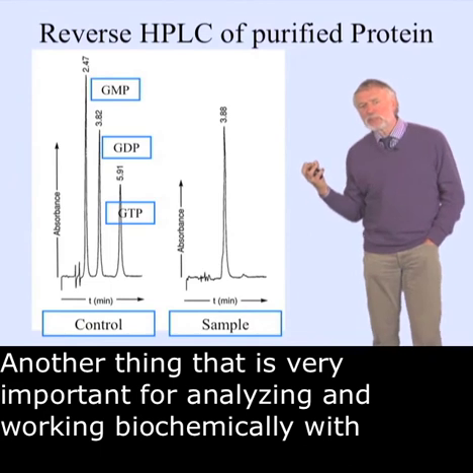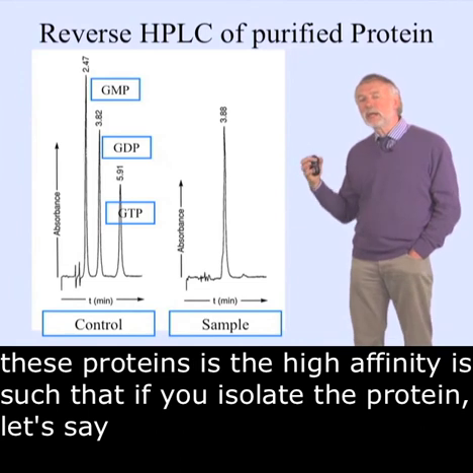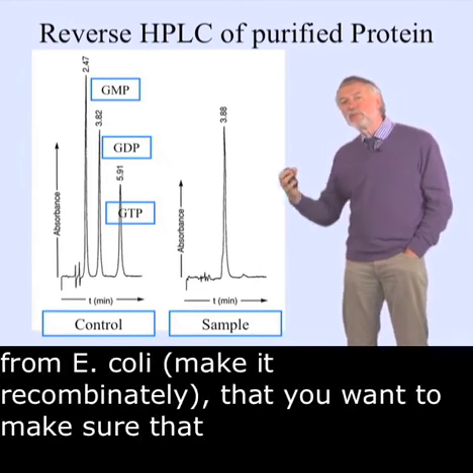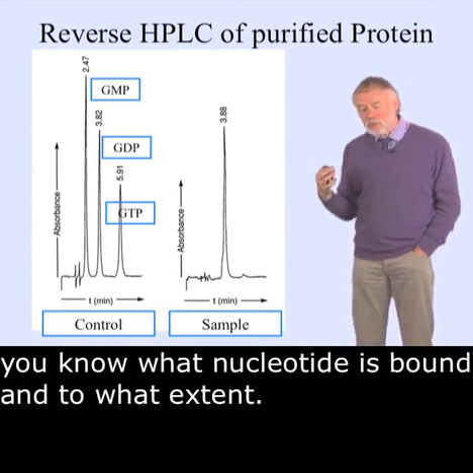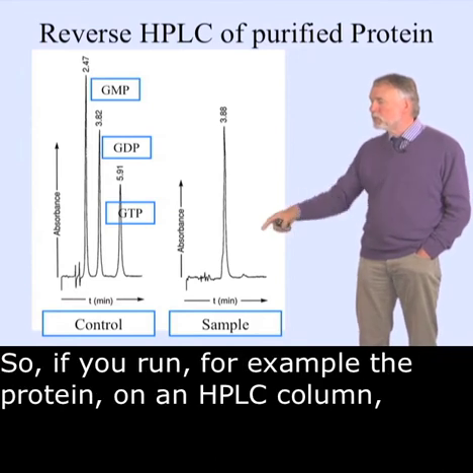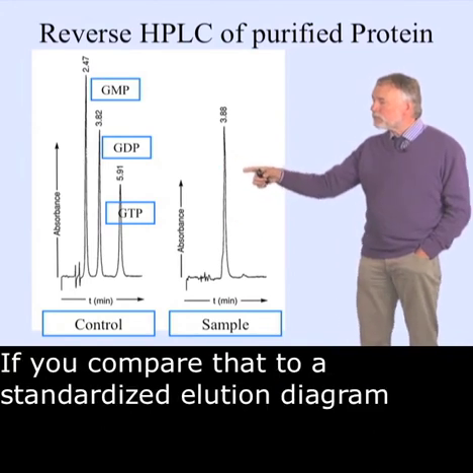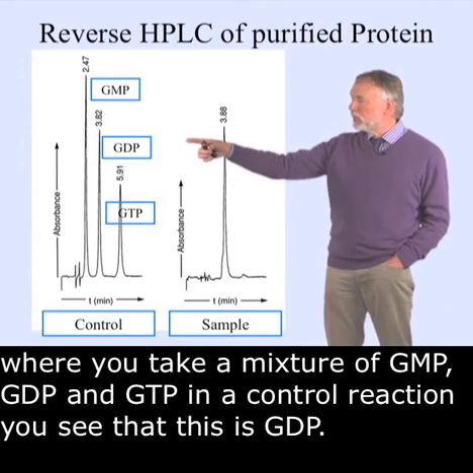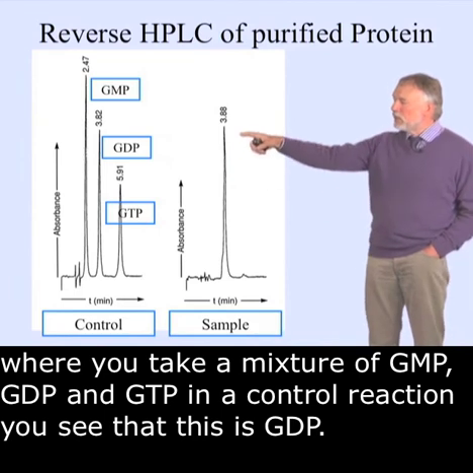Another thing that is very important for analyzing and working biochemically with these proteins is the high affinity. If you isolate the protein, let's say from E. coli, make it recombinantly, you want to make sure that you know what nucleotide is bound and to what extent. So if you run, for example, the protein on an HPLC column, you see this peak here at a certain elution volume. And if you compare that to a standardized elution diagram where you take a mixture of GMP, GDP, and GTP in a control reaction, you see that this is GDP.